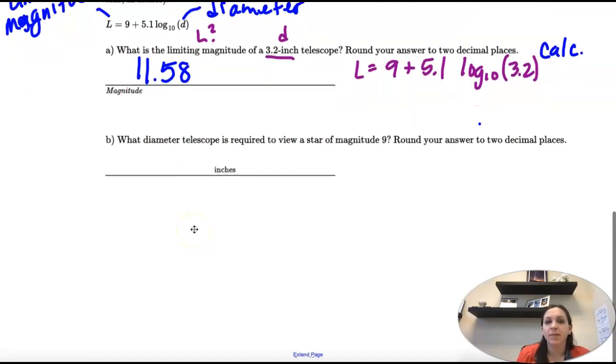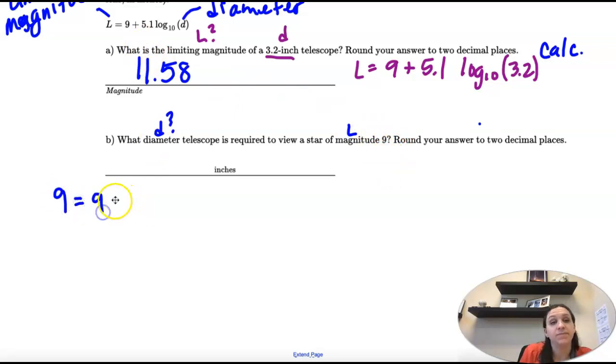Okay, now we're finding D. What could D be if a star of magnitude, that's our L, of 9 is required? So let's set up our equation. 9 equals 9 plus 5.1 log base 10 of D. So we're going to solve for D.